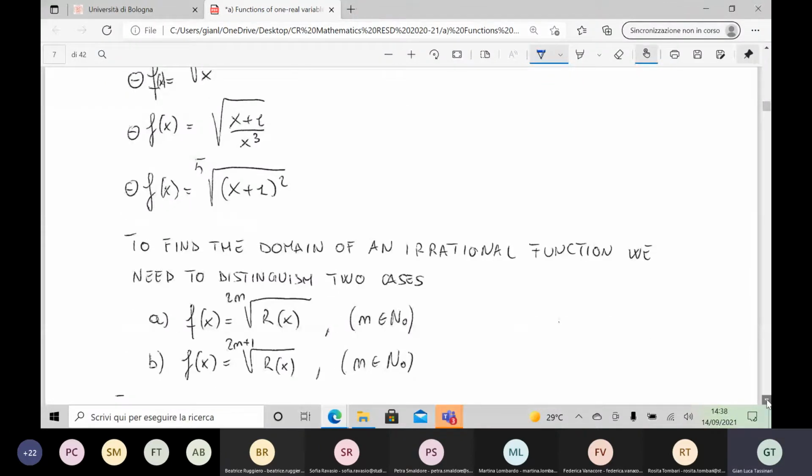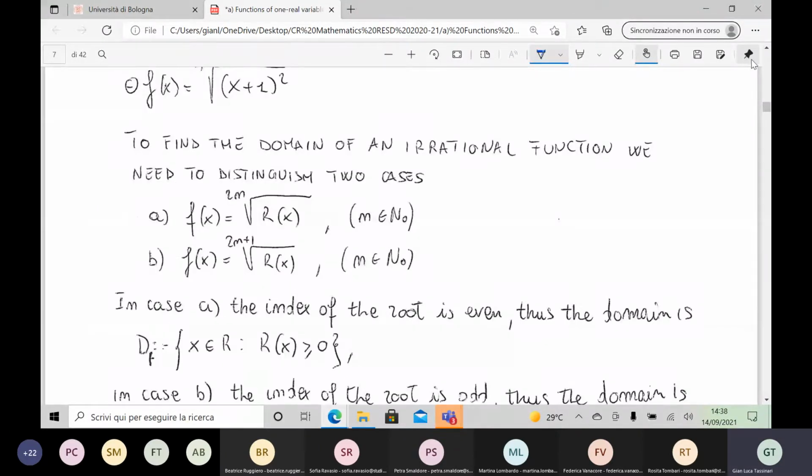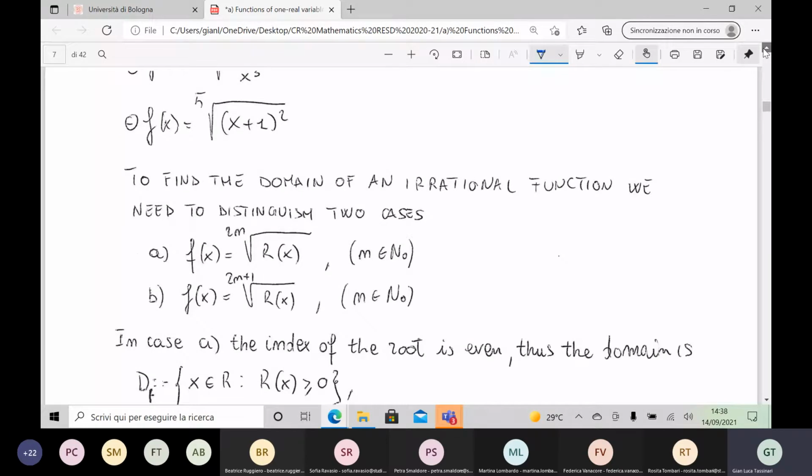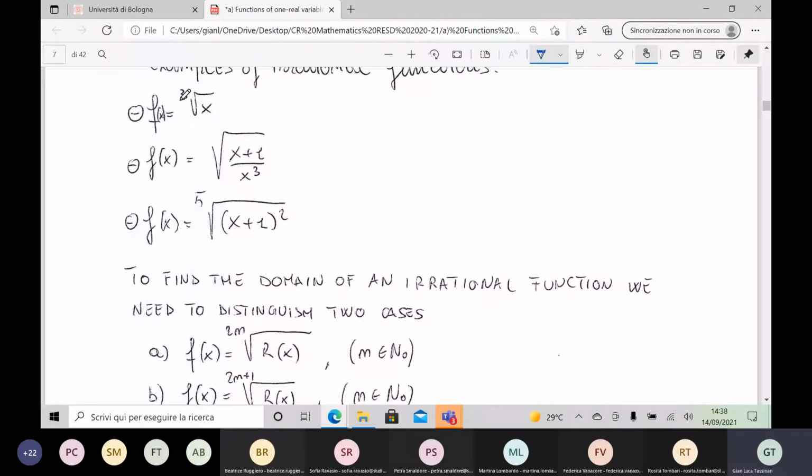In fact, I wrote it here, guys. Instead, if you have a root of odd order, there are no problems. The root of odd order is defined everywhere, so you don't have a problem with a negative quantity, because an odd root of a negative quantity always makes sense.